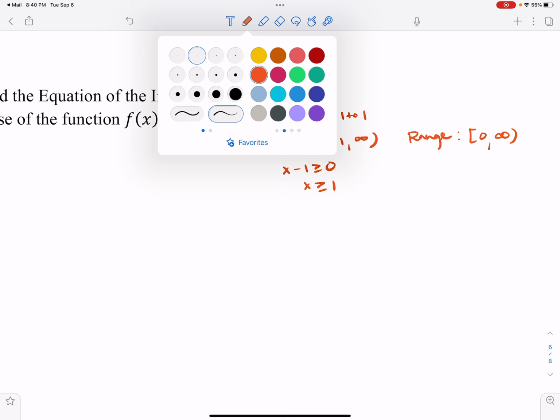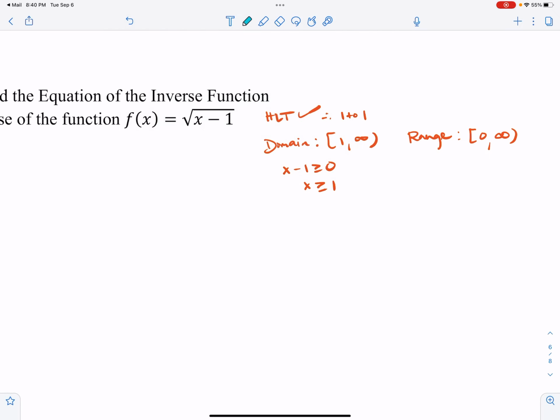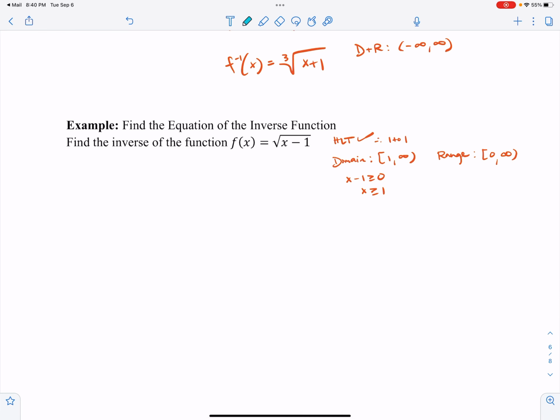Okay, so let's switch x and y. So we'll have x equals the square root of y minus 1. And we need to isolate y. So we'll think about squaring both sides because we have no other strategy to use. And then we can add 1.